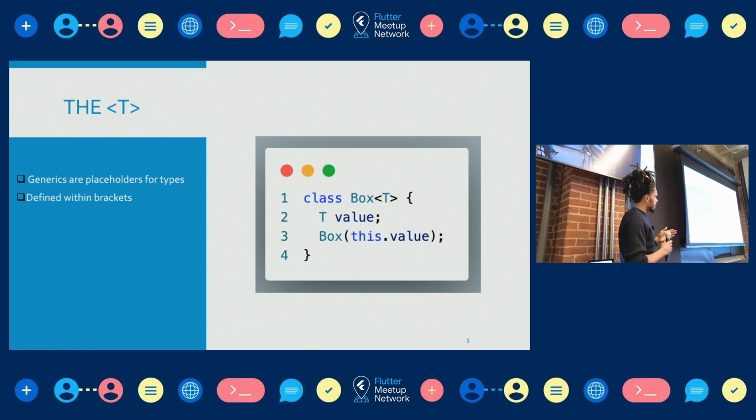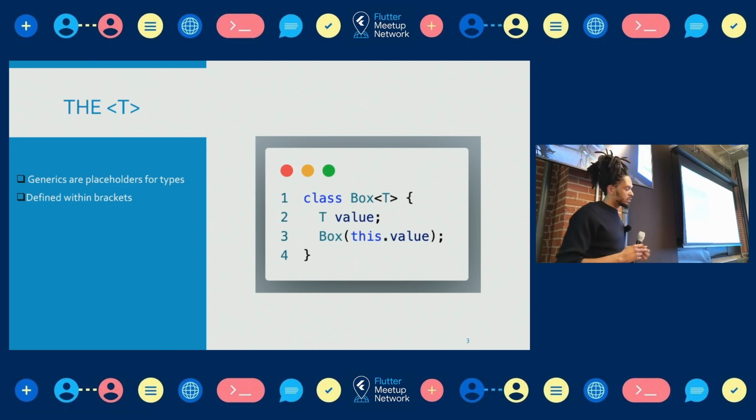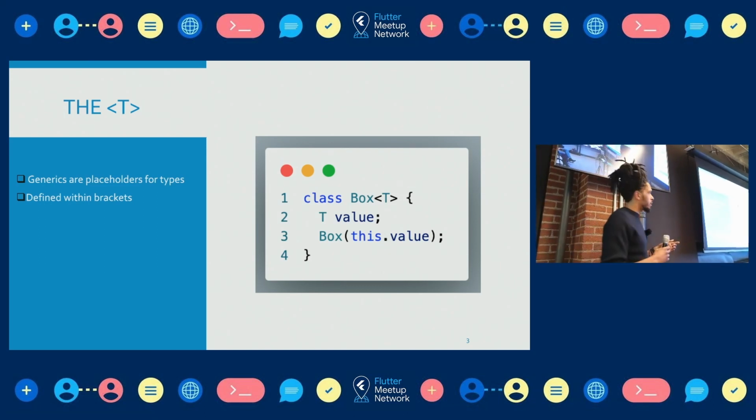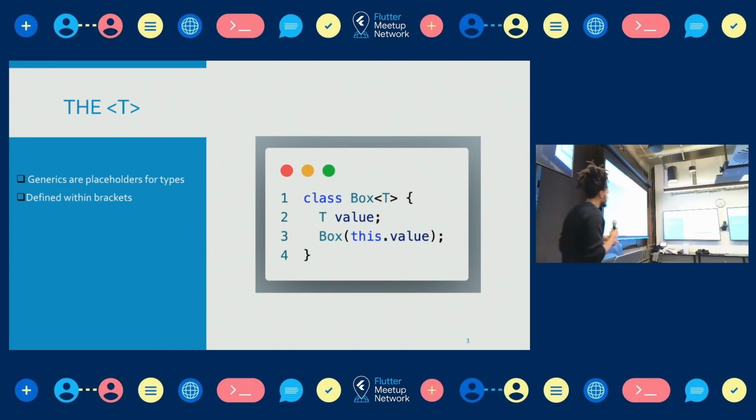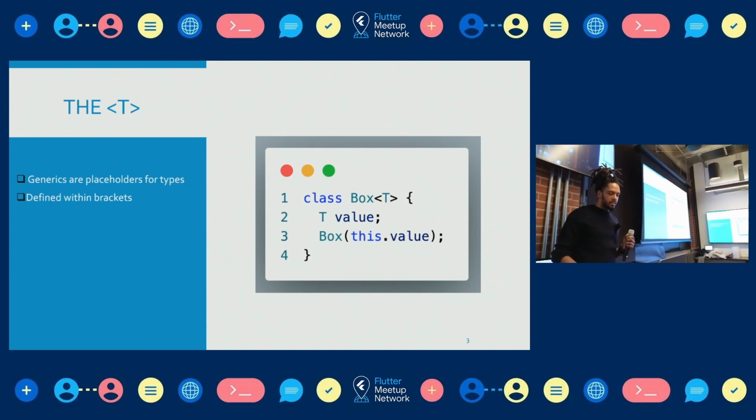Here we can see the T. T is the type. So we have an example here where you have a box of type T, and T could be a string, an integer, double, or any other. It could be a database record, could be any type that you want it to be.